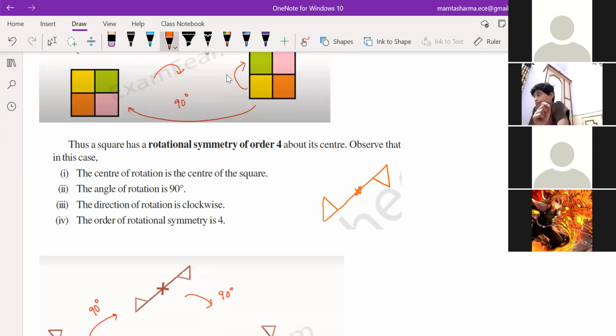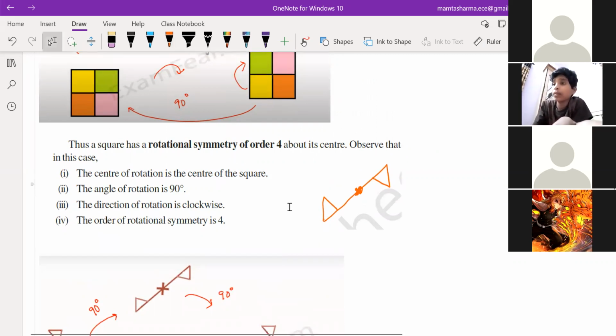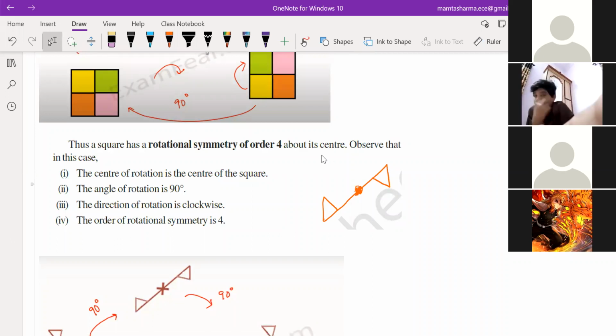First figure out the center. This is the center. So what would be the angle of rotation? Ma'am, 90. Yes. Rotate it by 90 degrees. When you rotate it by 90 degrees, you will get this position. You will get this image, right? So is that looking the same as the original one?